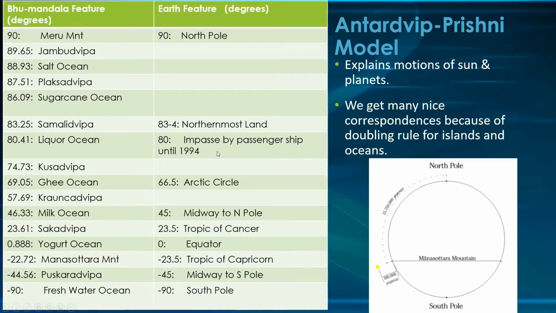Now because of global warming, this is no longer the case. The polar caps have melted somewhat, and you can go beyond with a ship. You can go beyond the 80th degree north of the equator. But up until 1994, that was not the case, and this lines up with the Liquor Ocean. So there are interesting features that we're seeing here that are lining up.